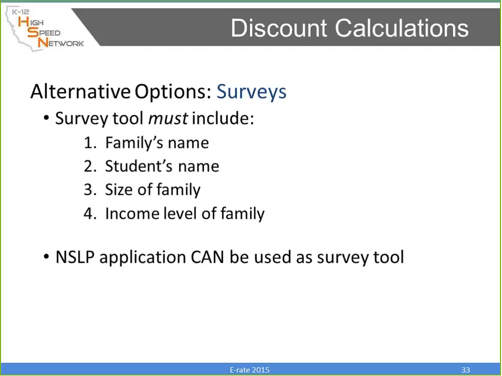But if you choose to build your own form, it has to contain the family name, student name, size of the family, and the income level. Now granted, how much of that information is confidential? So if you're asked for it, you redact the student's name. The family name has to stay on there to show that it's a legitimate form, size of family, and income level. But you just remove the student's name.